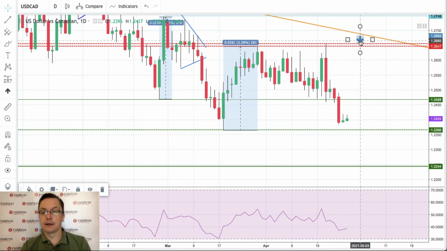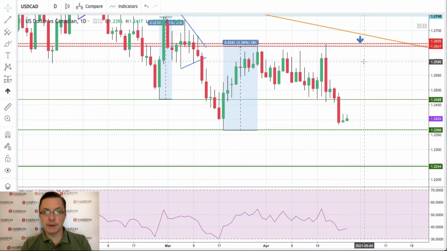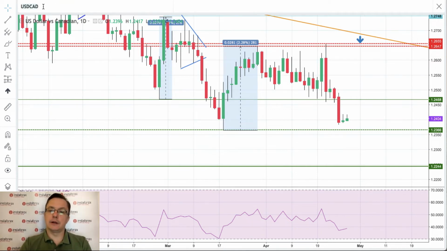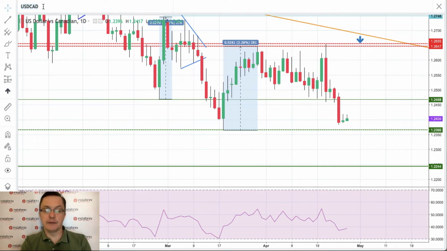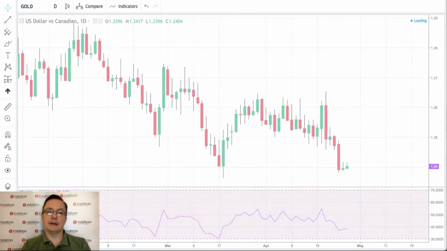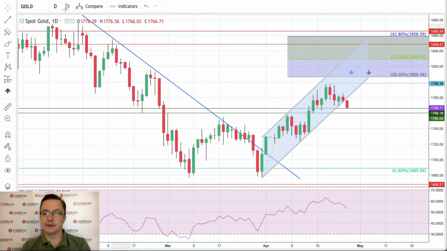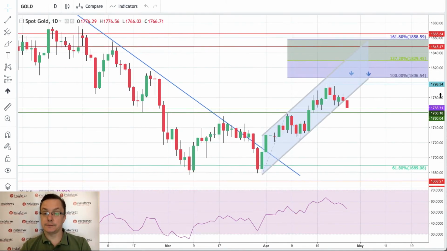This is it. So very interesting market reaction on the bearish engulfing pattern. Let's take a look at the last thing, gold. Why are we looking at gold? Because of the interest rate decision. So what is going on here?